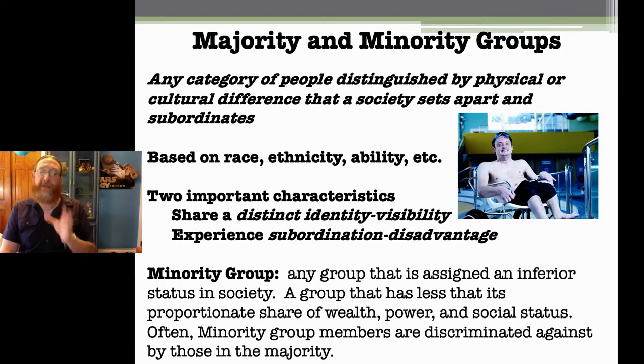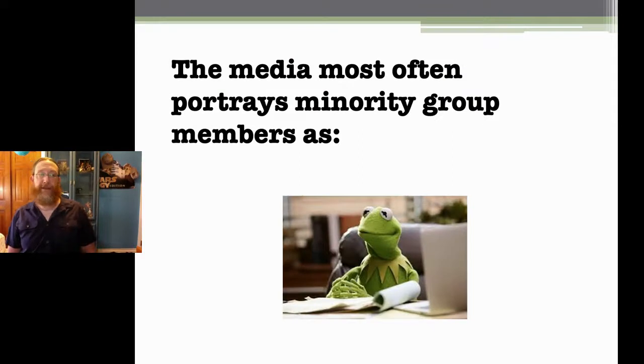So oftentimes a minority group member or minority group members are discriminated against by those in the majority. And we've set up justification for how and why they should be discriminated against. So if a society functions on that and believes that and continues to function that way, then it's not only there, but it's justified and built into the very institutions. We understand that.